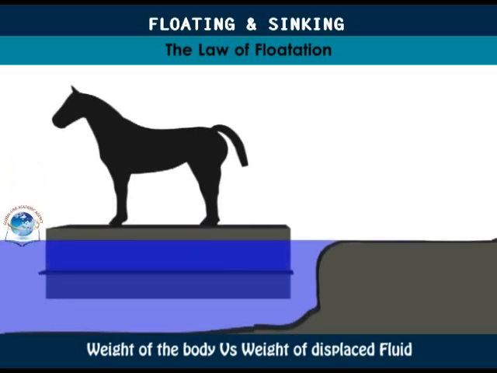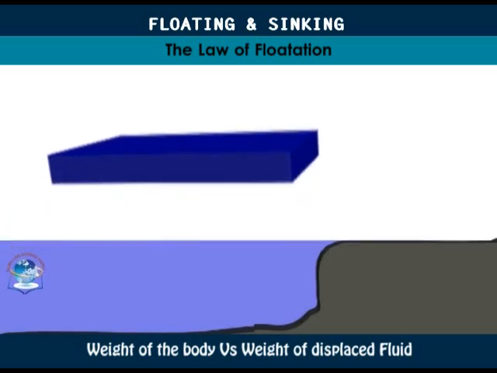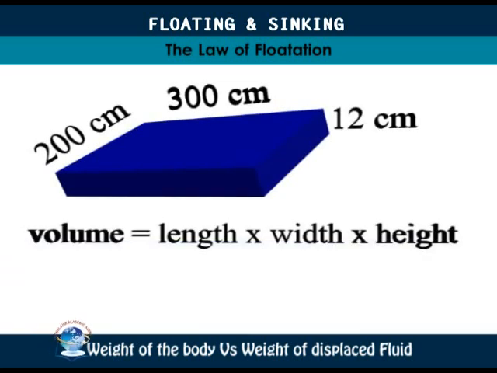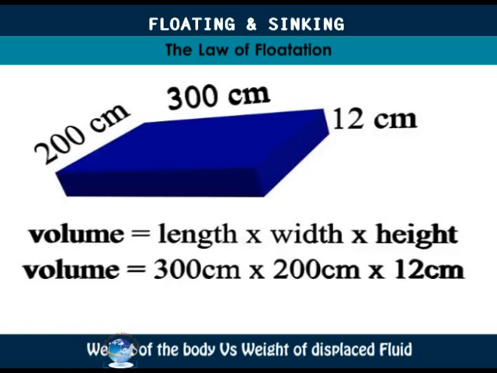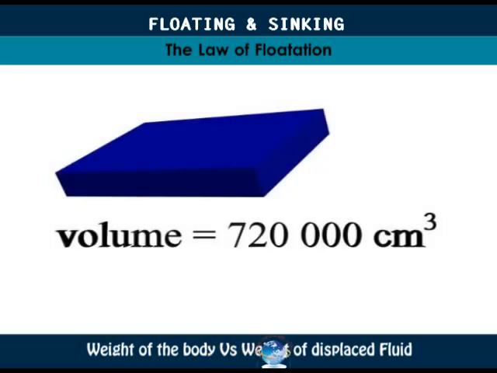If the volume of water displaced by the additional weight of the horse is a cuboid measuring 200 centimeters by 300 centimeters by 12 centimeters, this volume is equal to 720,000 cubic centimeters. This is the volume of the displaced water. Now we calculate its weight.